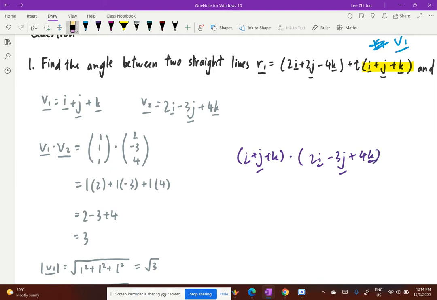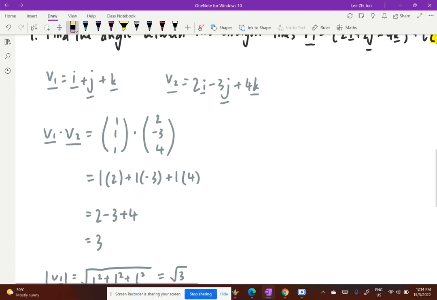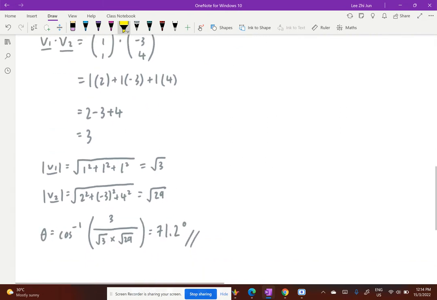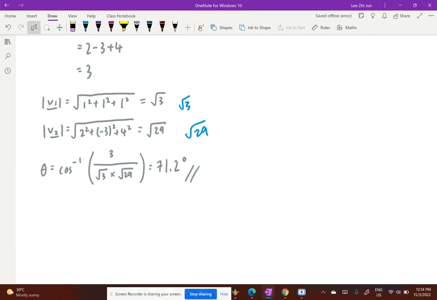But this is more complicated to see because I don't want to see the i, j, and k. It's complicated, so I just write it in column form. Yeah, easier to see. 2 minus 3 plus 4 equals 3. So the magnitude of V1 is root 3 and V2 is root 29. So I can get the angle is arccos of 3 divided by root 3 multiplied by root 29.